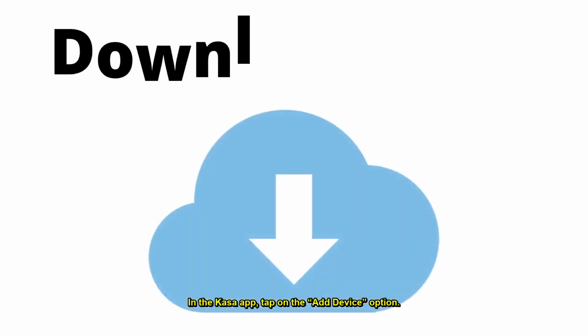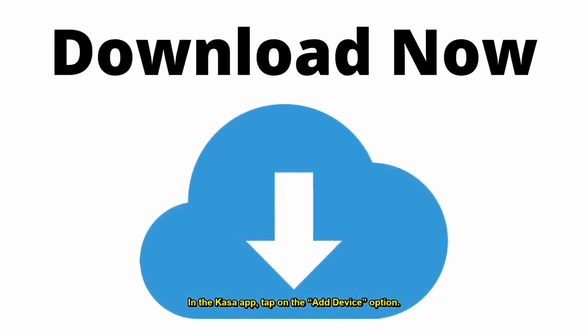Next, ensure your Wi-Fi network is set up and working properly. Plug your TP-Link smart plug into a power outlet. Press the button on the smart plug until the LED indicator blinks rapidly. In the Kasa app, tap on the Add Device option. Select Smart Plug from the list of available devices.